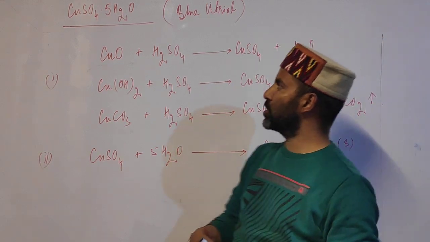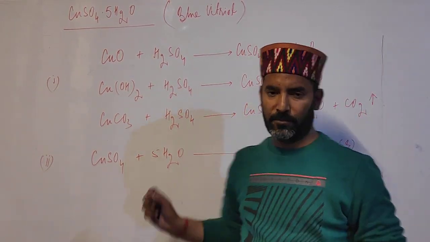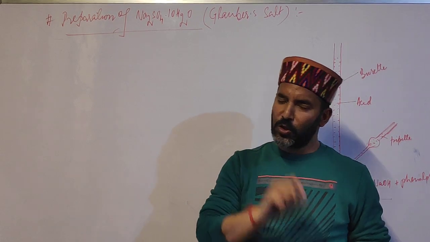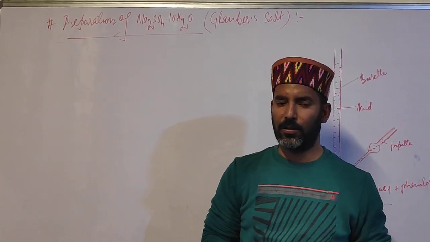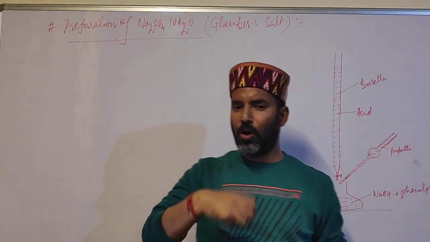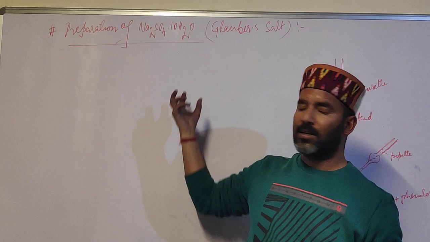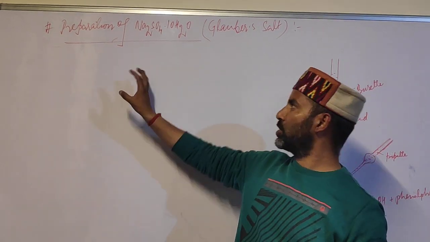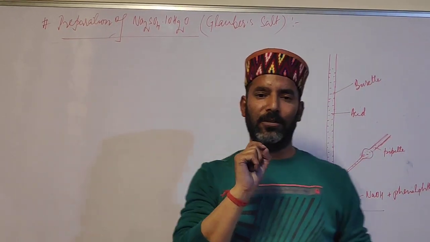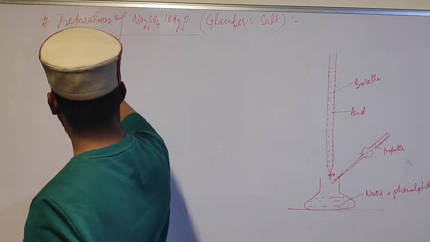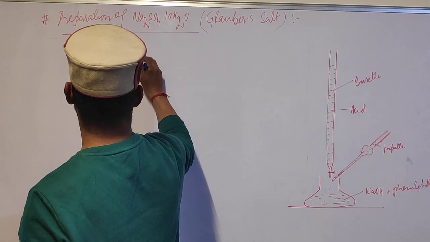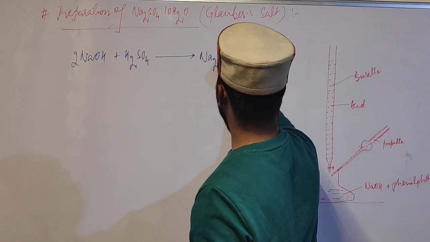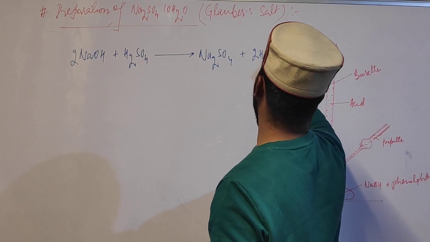Next we will discuss preparation of sodium sulfate crystals. Students, sodium sulfate is a water soluble salt and it is also prepared by acid base neutralization reaction. But sodium sulfate is a salt of alkali sodium hydroxide and acid H2SO4. Since both are water soluble, the method used to prepare it is therefore called titration. In this reaction we take the base and neutralize it with acid and we get sodium sulfate. So this is how sodium sulfate is prepared.